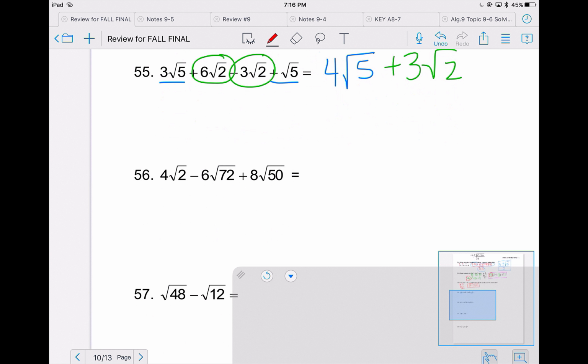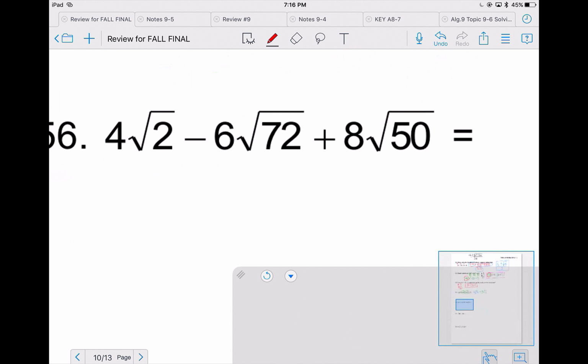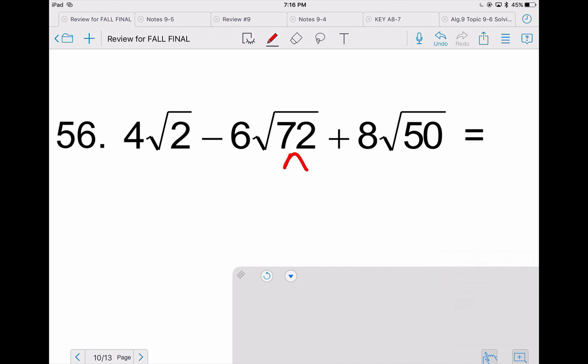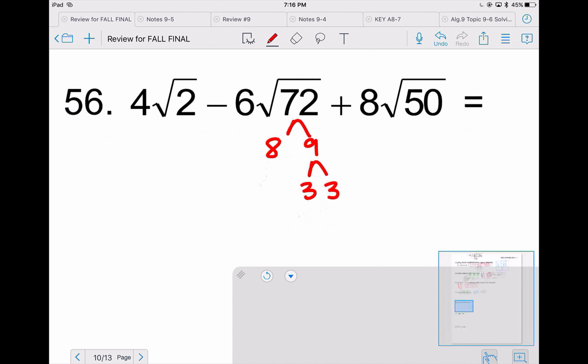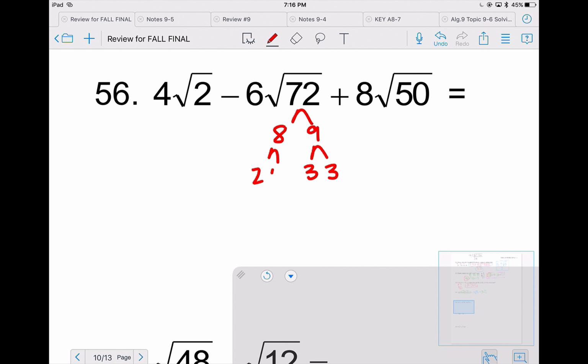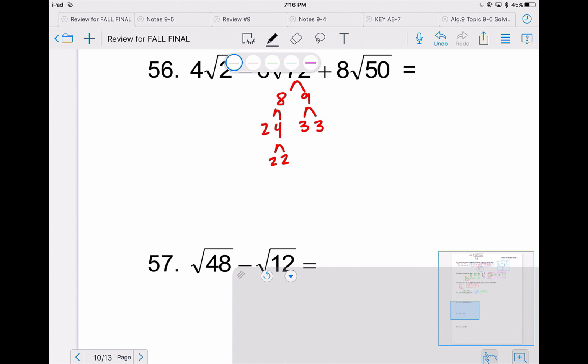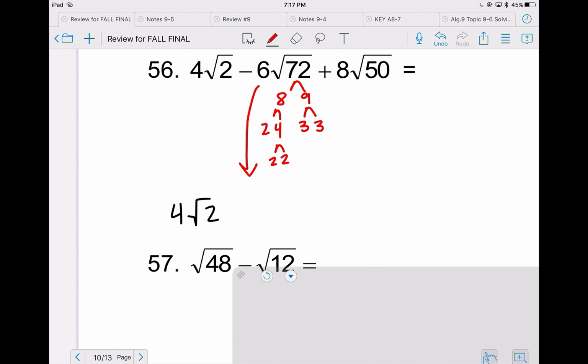56, none of these are like radicals, like square roots, so I need to break them up before I determine that I cannot add them. 72 is 8 and 9. 9 is 3 and 3. 8 is 2 and 4. 4 is 2 and 2. So 4 square roots of 2 from the very front, I haven't done anything with. On this one, I'm going to take out a negative, there's a negative 6 already. I'm taking out a 2 and a 3, and I'm leaving a square root of 2 on the inside.